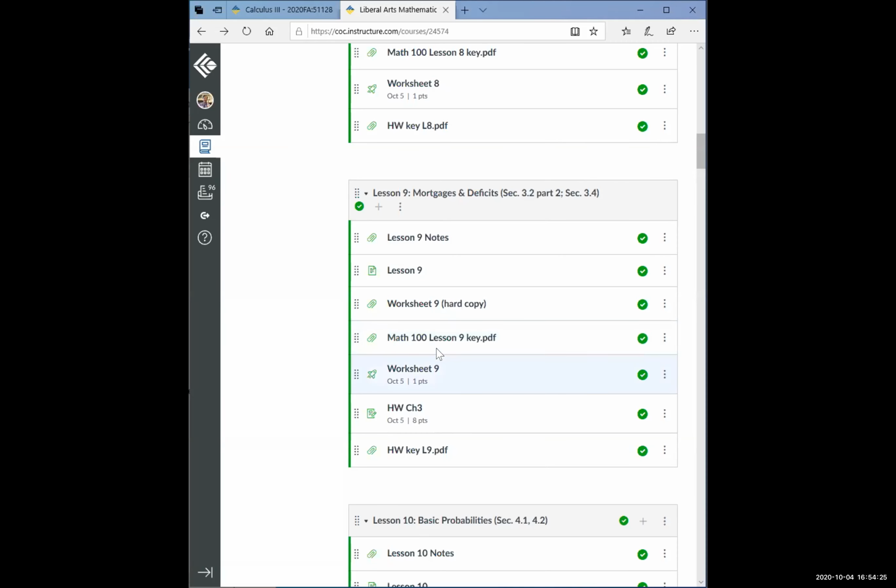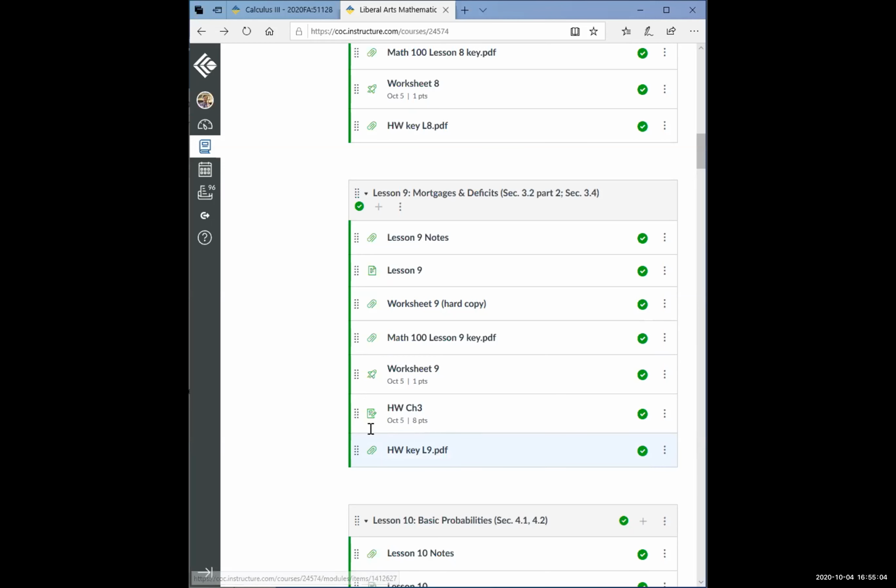Now the worksheet, this is the hard copy of the worksheet. And this is the online version, which has the same problems, but this is the one that you actually take online for immediate feedback. Notice it's only 1 point each time, but remember you have like 20 of these worksheets all throughout the semester. And then you have the homework key for lesson 9. Remember those problems I just listed as your homework exercises for lesson 9? These are the solutions to those problems. They will show you step-by-step ways of solving them. So I hope you are making use of these things.